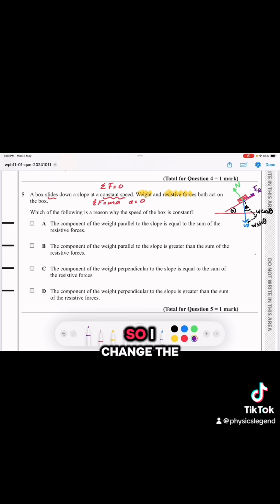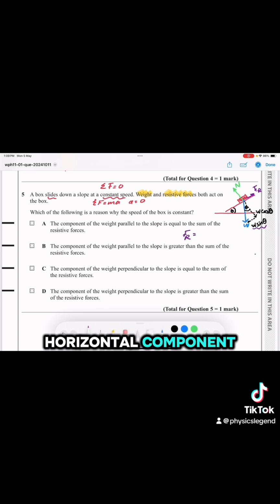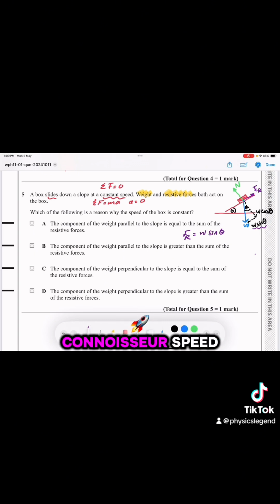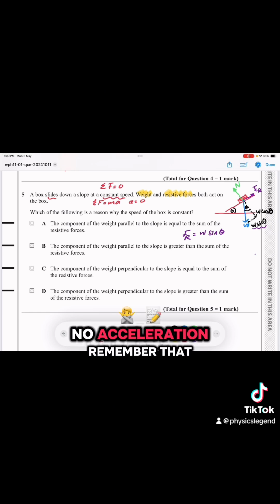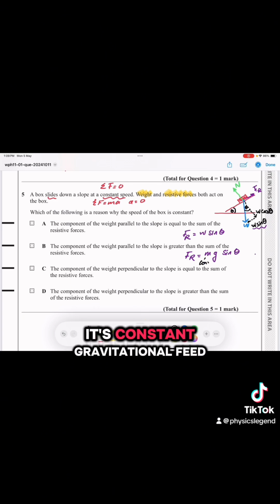Okay, so I change the sentence or the question into a diagram to make it easy for me. So now the resistive force Fr equals the horizontal component, which is W sine theta. The examiner said constant speed, so these two forces must be equal, no acceleration. Remember that Fr here, as a resistive force, equals weight, which is mg, mass times gravity times sine the angle. The mass, by the way, is constant.